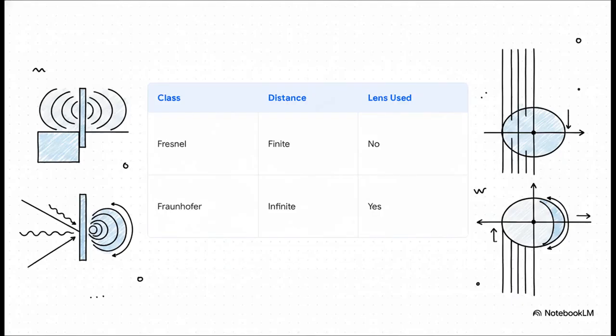These two classes basically describe the physical setups we use to actually observe diffraction. In the Fresnel class, the light source, the viewing screen, or sometimes both, are at a finite, measurable distance from the obstacle. Because things are relatively close, the incoming waves are spherical or cylindrical, and you don't use any lenses to observe the pattern. The Fraunhofer class, however, makes this brilliant mathematical assumption. It assumes both the source and the screen are infinitely far away. Now, practically speaking, we cheat this infinity in the lab by using convex lenses. The first lens flattens the incoming light waves into a perfect plane wavefront, and the second lens focuses that diffracted light right onto our screen.